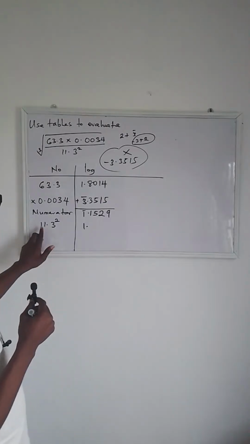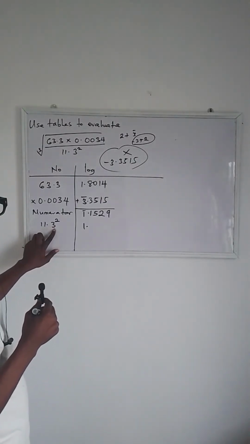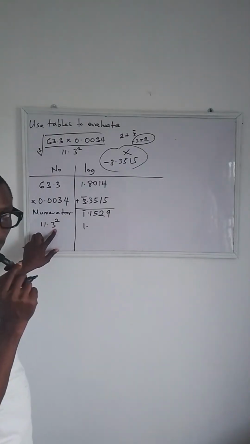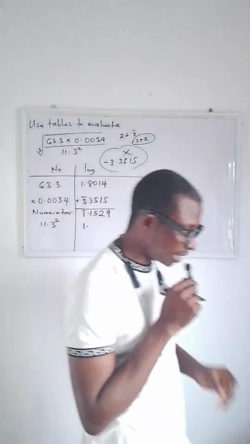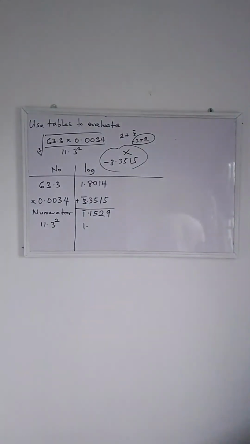Okay, so now you check 11 under 3. What do you have? Let me see what you have. What is 11 under 3?